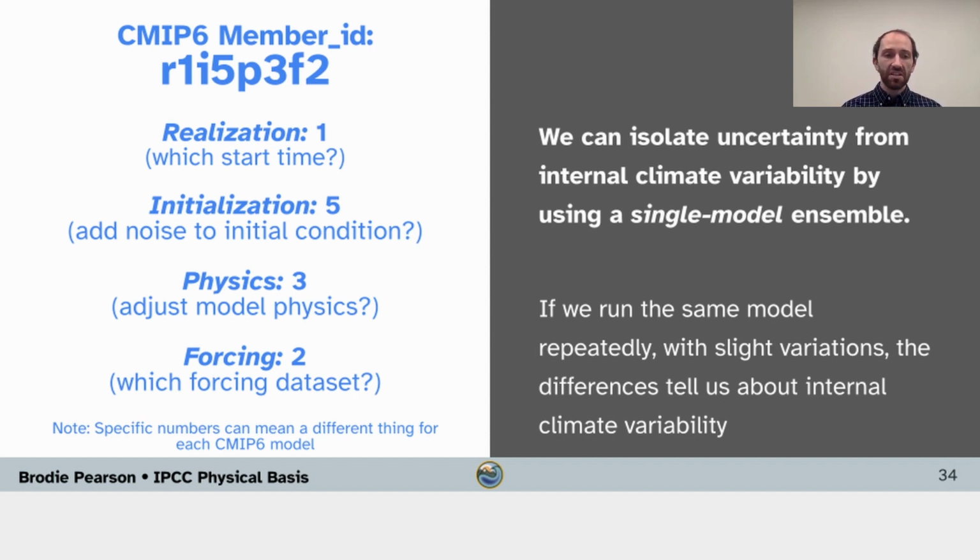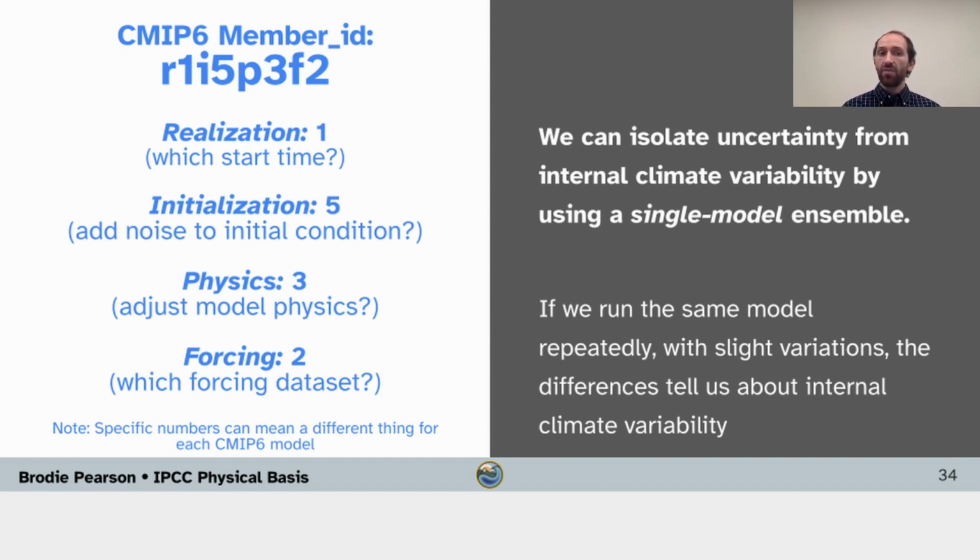And the differences in the projected climate of those models can tell us about the relative role and size of internal climate variability. Now, it turns out CMIP6 produces these types of single model ensemble, and you've actually encountered a parameter that relates to that already when loading these data sets called the member ID. And that member ID consisted of 4 letters and 4 numbers.